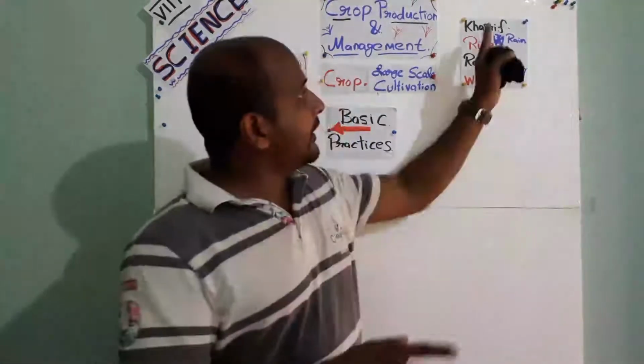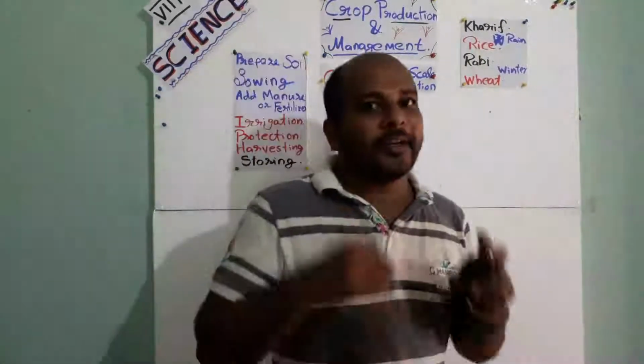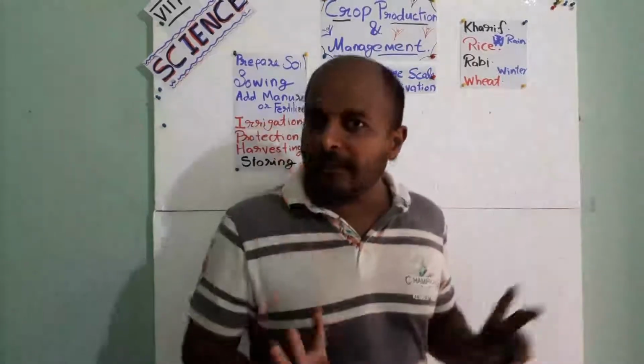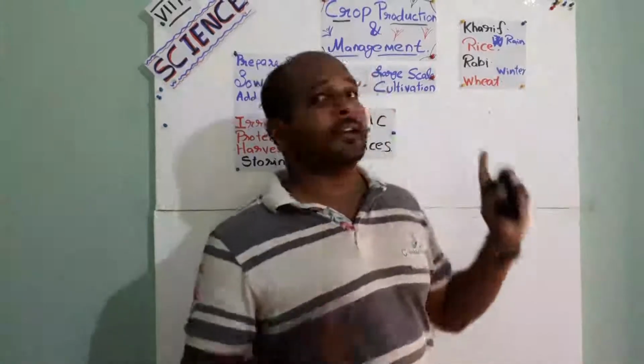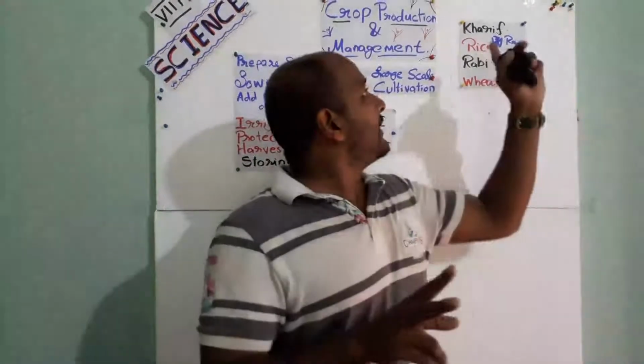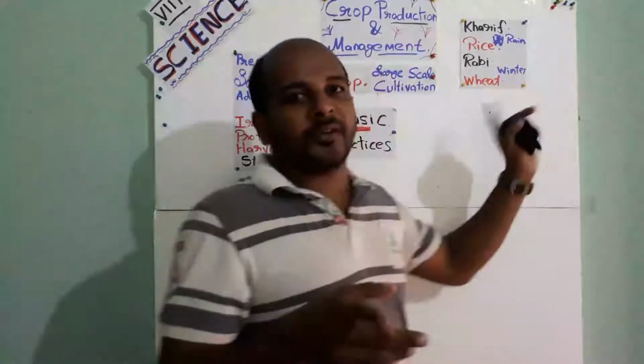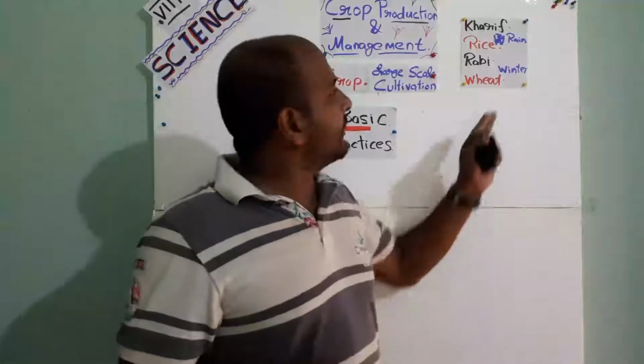These are the two main important crop seasons of our country. Understood? Never forget these names. It's a 2-mark question: Kharif or Rabi, or the difference between Kharif crop and Rabi crop. You should try with examples.